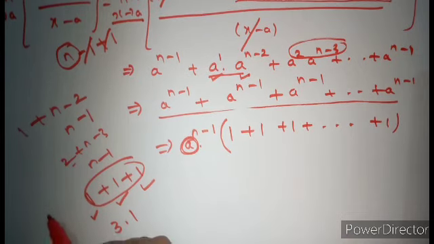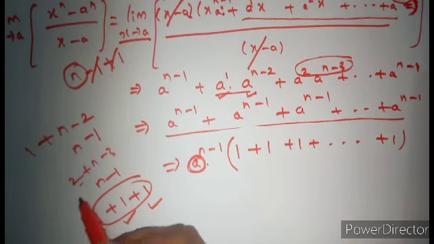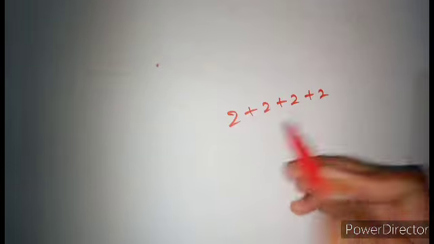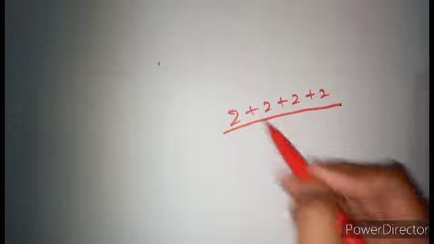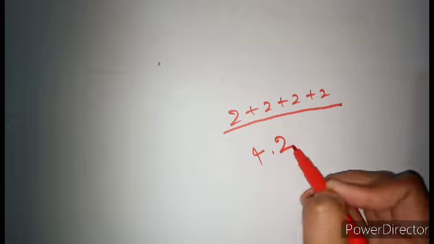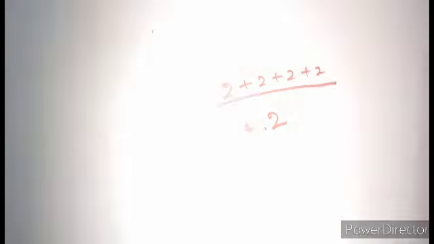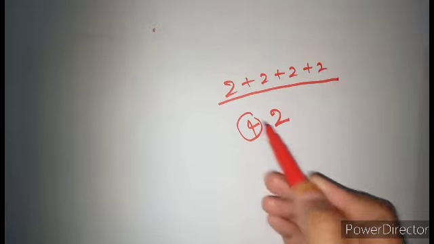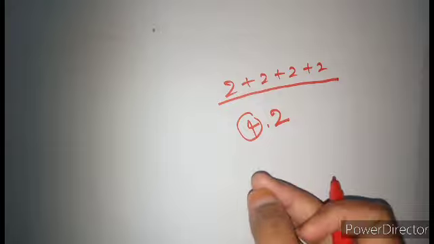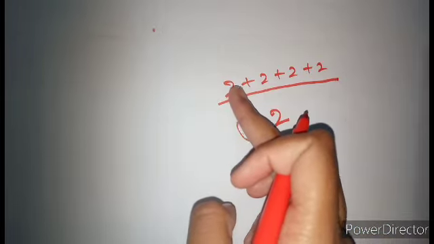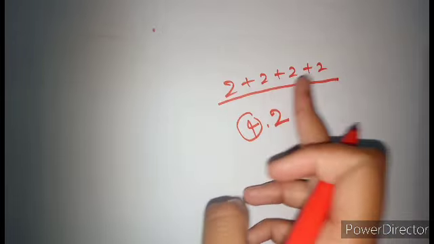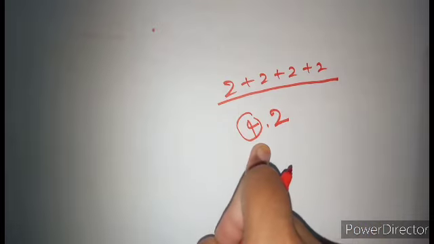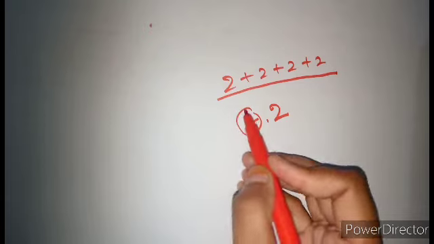Likewise, if I have 2 plus 2 plus 2 plus 2, how many times do we have this 2? 4 times. Into which number? We have 2. So what we will do here is, first we'll write how many times the number is repeating. Here we have 2, 1, 2, 3, 4 times. First write the number of times, so 4 into 2.